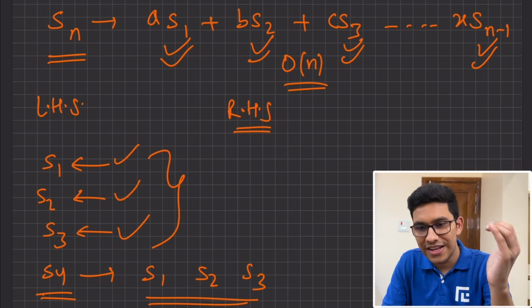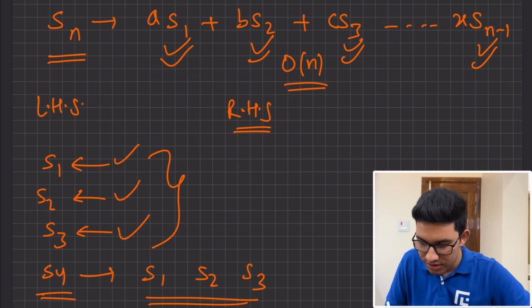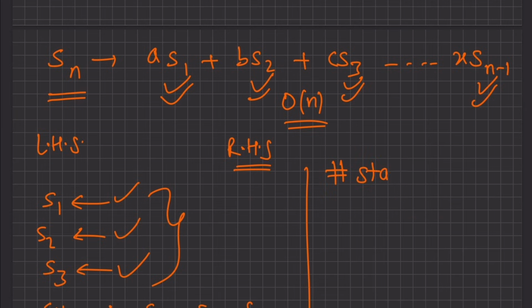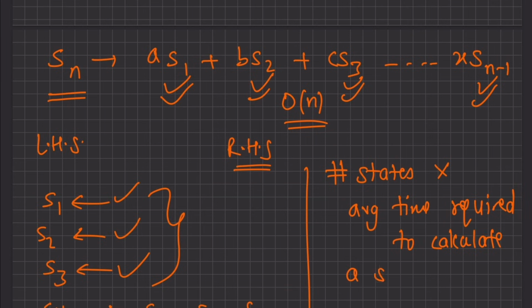Okay. So essentially the time complexity just reduces down to something like this. Number of states, how many subproblems do you have? And what is the average time required to calculate a state? Okay, this is the main time complexity.